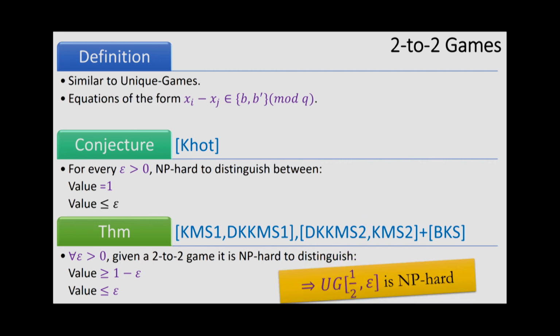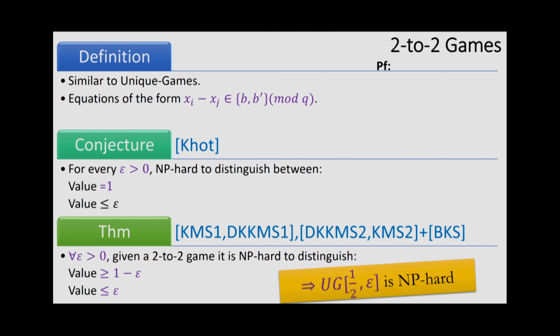And one nice thing that you can quickly see is that this gives you a new hardness gap for Unique Games that subsumes all previous results. So you can show, and actually we'll do it on this slide, that this theorem implies that Unique Games between half minus epsilon and epsilon is NP-hard. And the reduction is one line.